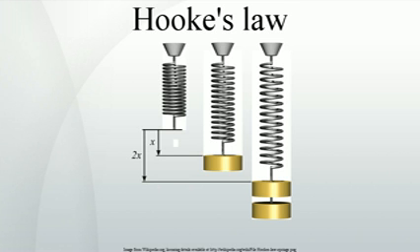Formal definition. For linear springs. Consider a simple helical spring that has one end attached to some fixed object, while the free end is being pulled by a force whose magnitude is F.